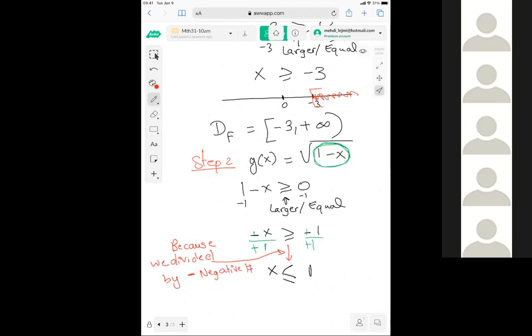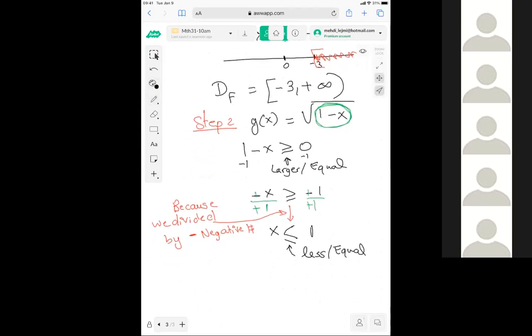All right, so now it's not larger or equal, now it's less or equal. So x is less or equal to one. Here's my x. Let's say this is my number line. Here's one. My x must be less than or equal to one, and of course it can be equal to one, so I'm going to include one, right?